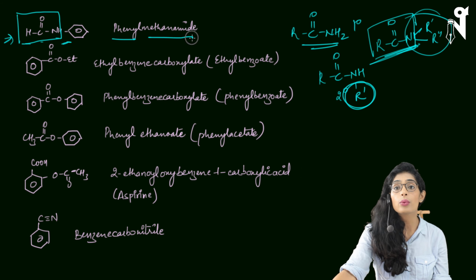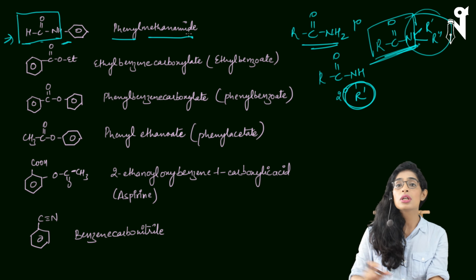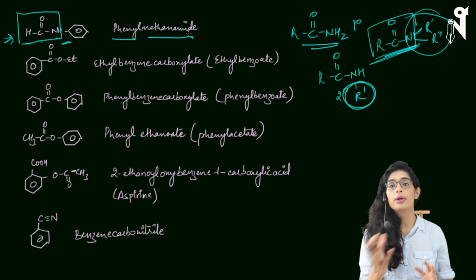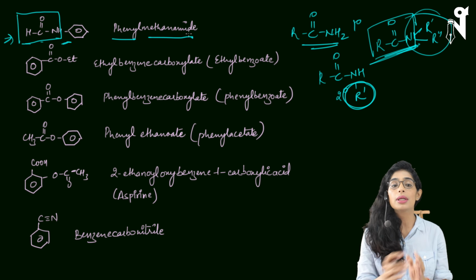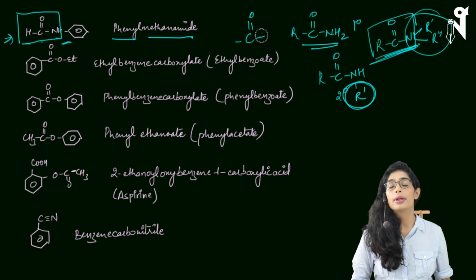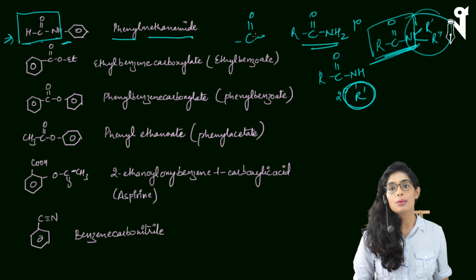I hope you have got what I'm trying to tell you. Any R group which is present on nitrogen is going to be a branch. Any R chain, no matter smaller or bigger, attached to the carbonyl carbon, will be the main chain. What do you mean by carbonyl carbon? Carbonyl carbon is C double bond O. This is your carbonyl carbon. So any R group present on the carbonyl carbon will be acting as a main chain.